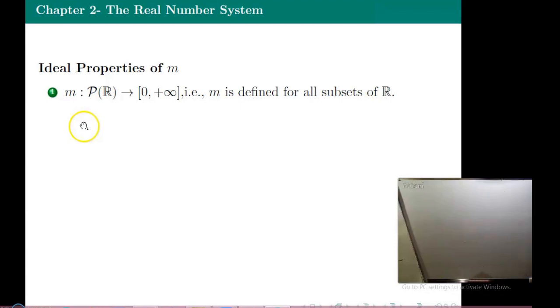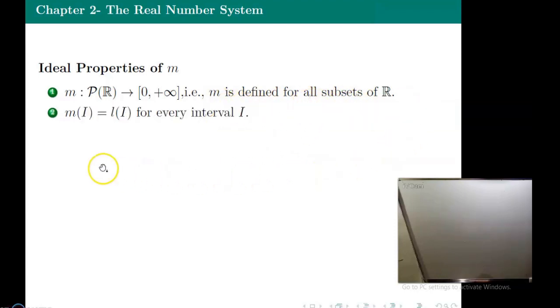So first, the domain of our function is the power set of R. It means it contains all the subsets of real numbers. Then we have here the codomain. So the same from the length function. So M is defined for all subsets of R. And then here, M of I is equal to the length of I for every interval I. So again, all the properties of the length function are being preserved.